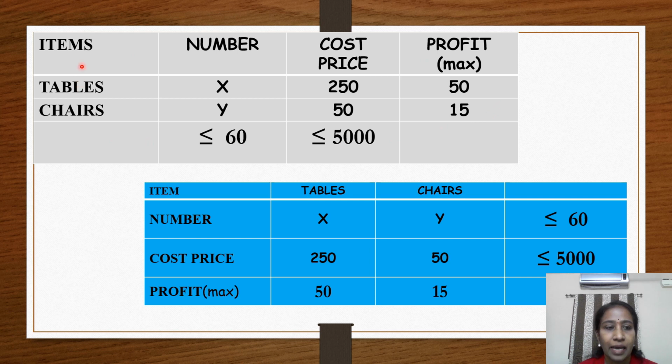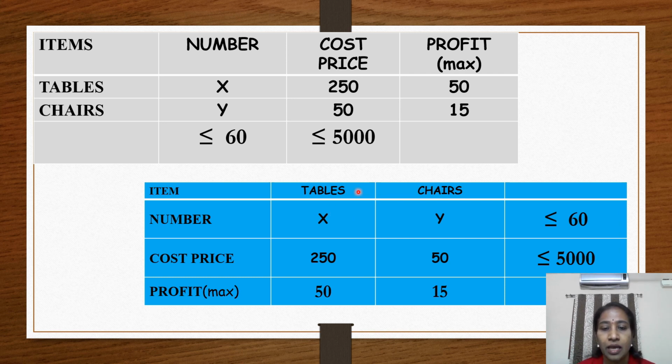Now I have written the tabular column this way. That is, I have taken the tables and chairs in the column, the number, cost, price and profit in the row, and I have prepared the tabular column. In case anybody wants to write it like this, only this comes to your mind when you read the question, then there is nothing wrong in writing like this. Your LPP will be correct provided you fill the details properly in the tabular column.